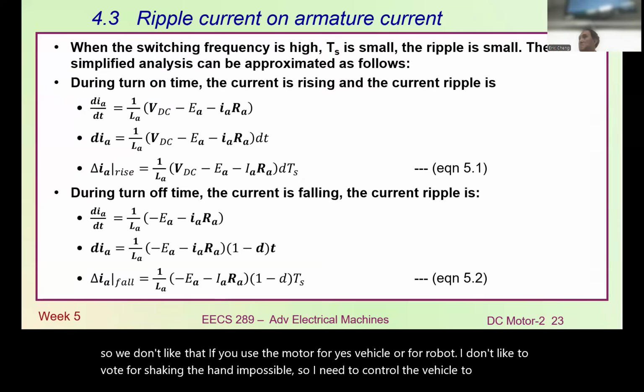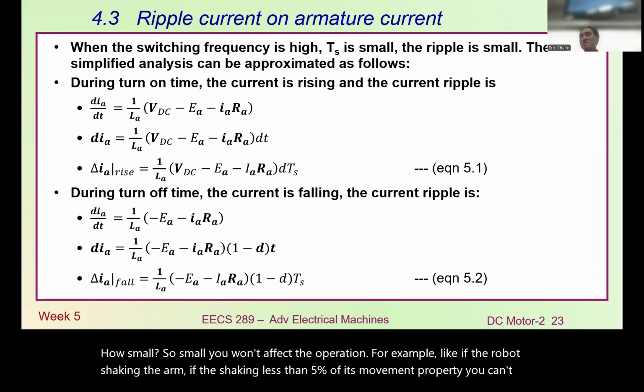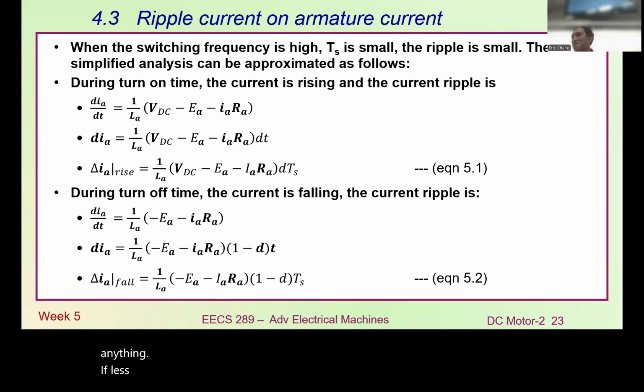So I need to control the ripple to be small. How small? So small it won't affect the operation. For example, if the robot is shaking its arm, if the shaking is less than 5% of its movement, probably you can't see anything. If less than 1%, of course, you won't feel anything, right? So that's why we tend to make it as small as possible.